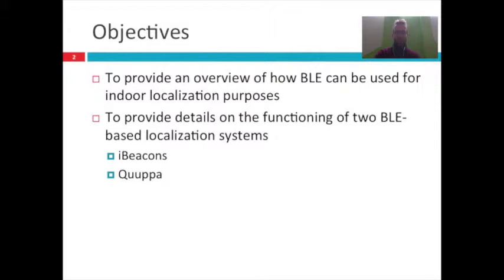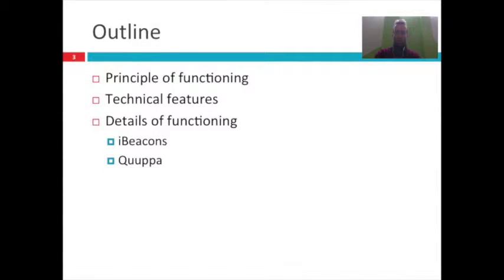The second one is to provide details on the functioning of two Bluetooth Low Energy enabled localization systems, namely iBeacons and Coupa. The outline of the course is composed of three parts. First, I will present you the principle of functioning of Bluetooth Low Energy. Then we will dive a little bit deeper into some technical features of the underpinning technology, and then we will see how Bluetooth Low Energy can be used in practice by focusing on two specific technologies, namely iBeacons and Coupa.